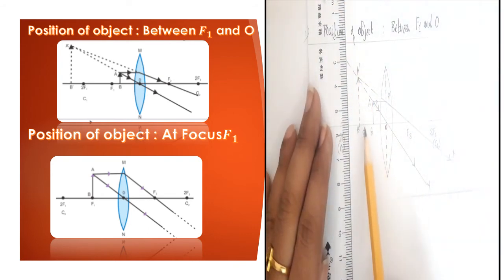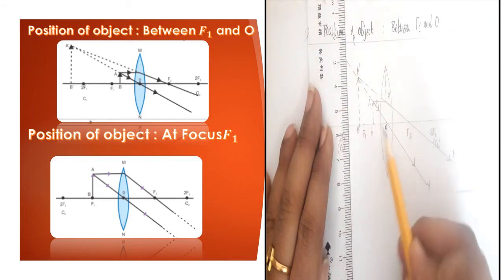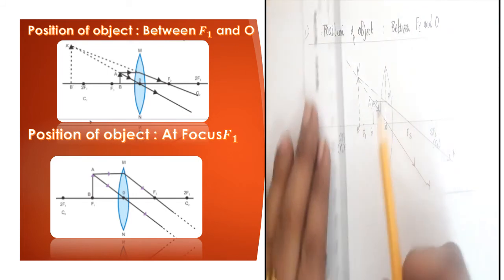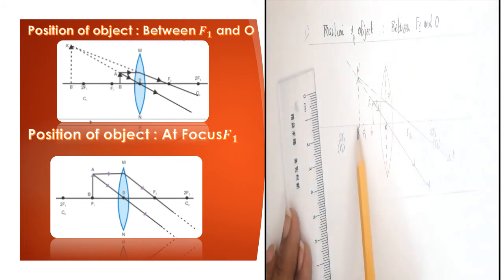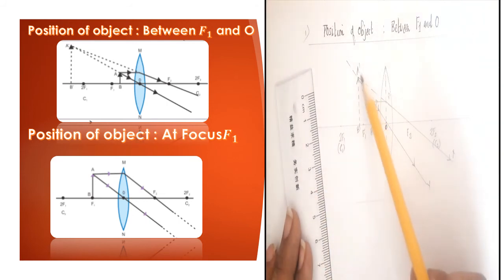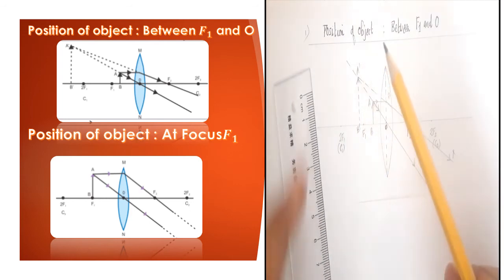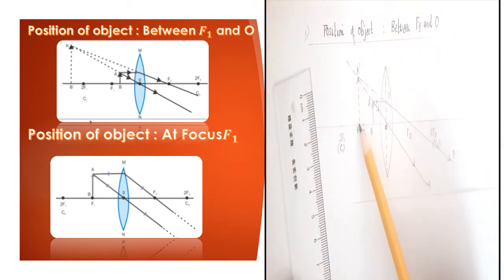So when we kept the object between F1 and O, we got an image on the same side of the lens behind the object. And how is the image? The image is enlarged, and also the image is virtual and erect. Why children? Because the light rays have not met after refraction. We have just produced the ray backwards and we formed an image. So this is a virtual and erect image.